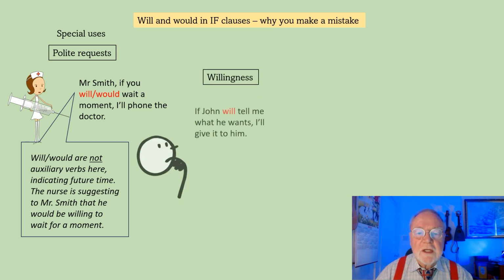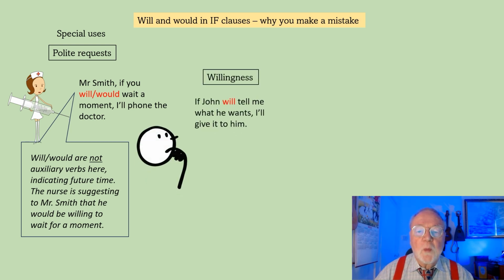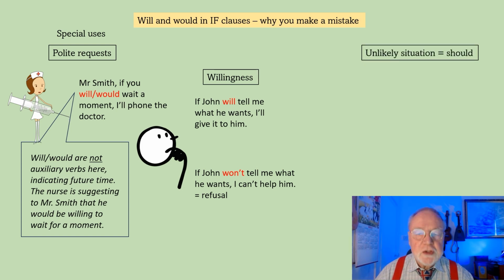Willingness also works like this. If John will tell me what he wants, I'll give it to him. It's not future, it's up to John. He may not want to tell me, in which case we have a negative. If John won't tell me what he wants, I can't help him. And this amounts to a refusal. And in both cases, the will and the won't are not talking about the future, which is why we can use them. And I'm sure you want to know about should, because that turns up quite a lot, doesn't it?